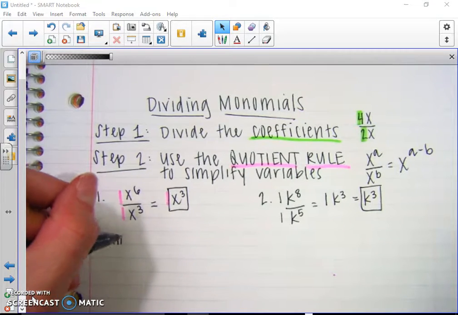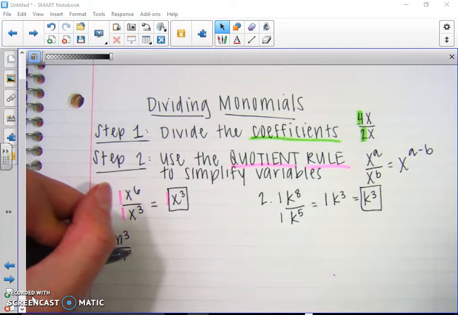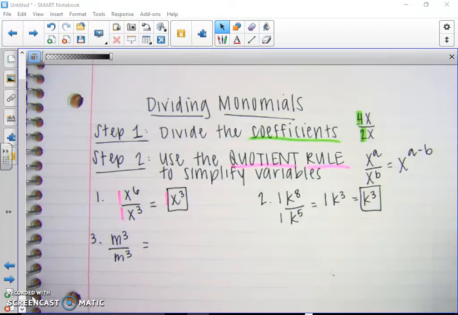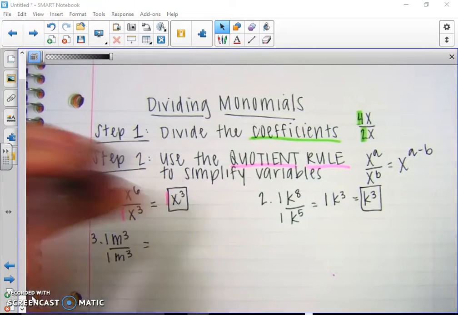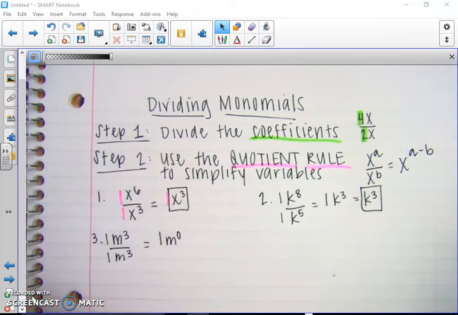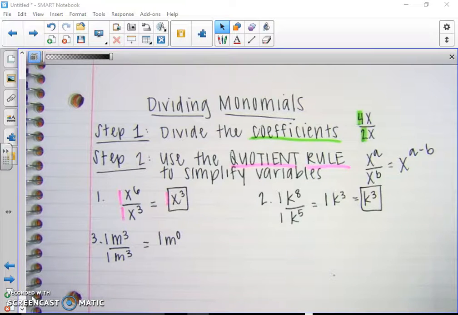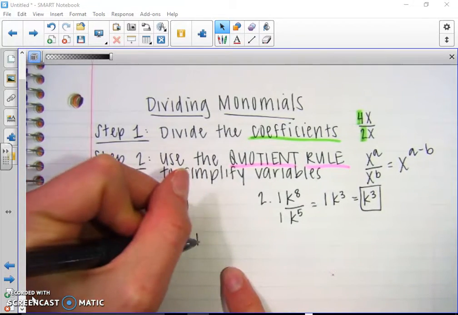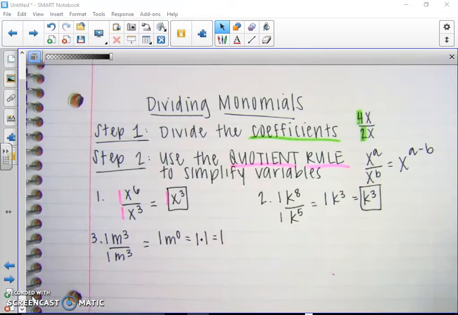How about if I have m to the third over m to the third? Well, we should notice something interesting about this. I mean, m to the third is m to the third. So realizing that anything divided by itself is just 1. But let's follow the rules. Let's divide the coefficients. So 1 divided by 1 is 1. And then we have m, 3 minus 3 is 0. So remember in our booklet, we said that rule. What's anything raised to the 0 power? If you're not sure, look at your booklet. But anything raised to the 0 power is always going to be 1. So this is really just saying 1 times 1, which is in fact 1.